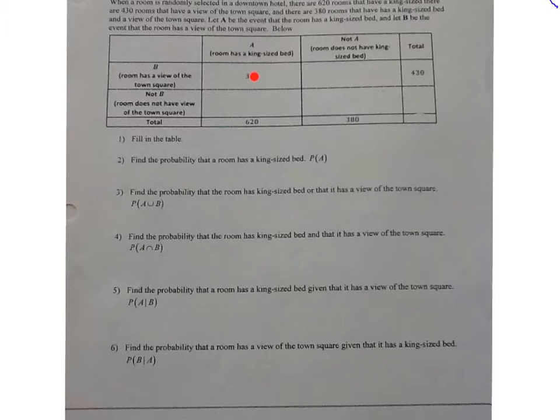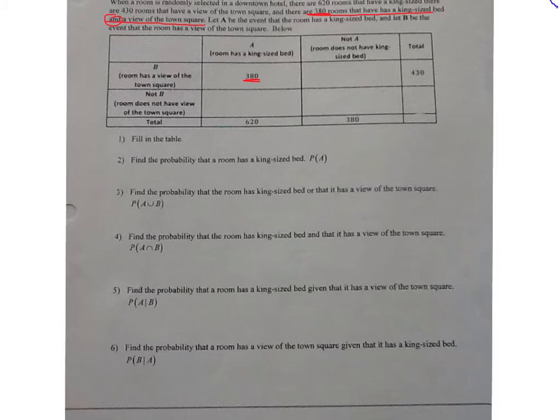If I have a room with a king-size bed and a view of the town square, that's 380, which was right here, because it's both, because of the word and. 380 rooms have a king-size bed and a view of the town square. So that's how we got this 380 right in here.